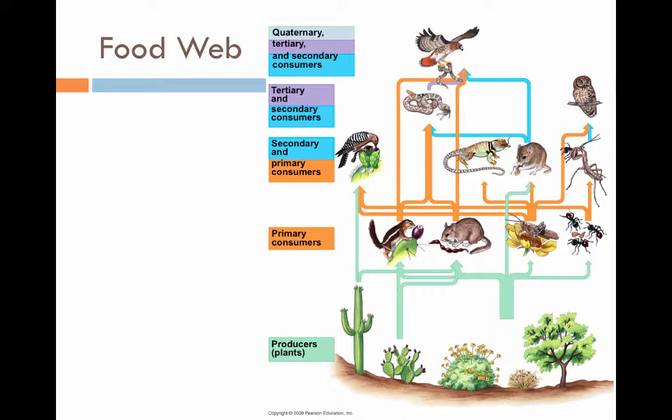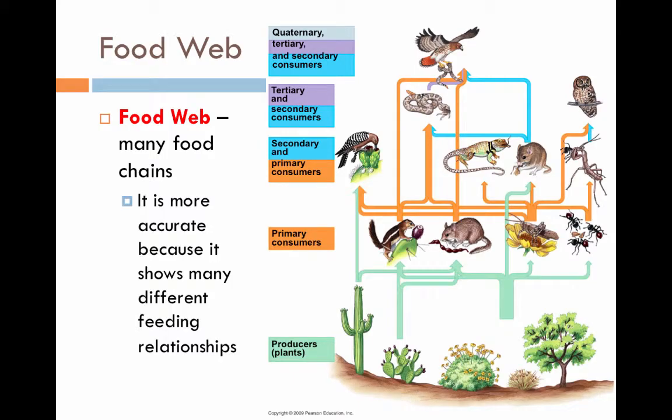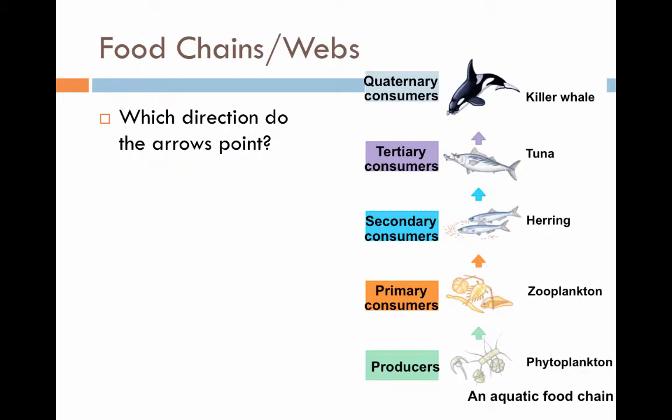Food chains actually are not that accurate because they only show one path. Food webs, though, show many food chains, and they are much more accurate because they show many different feeding relationships. This is an example of a food web on the right. There are many chains in this food web, but it shows that organisms have different possibilities of food sources. They eat multiple organisms.